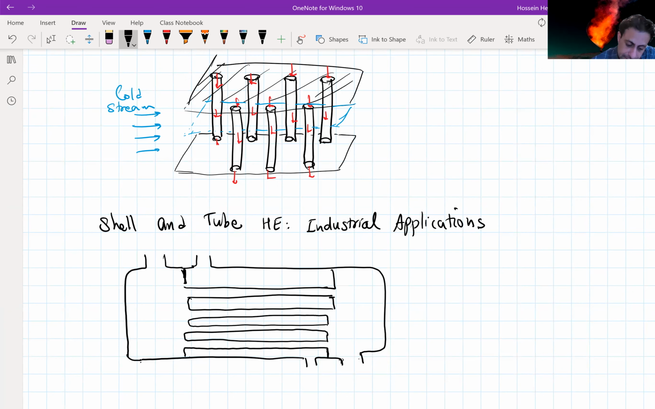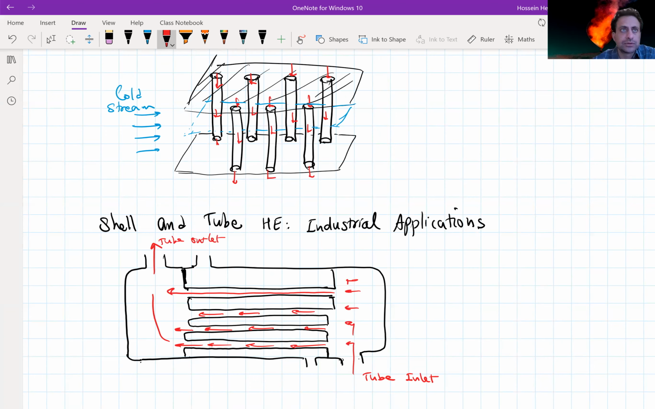Let's say we have the inlet of the hot stream, and it gets in and goes through these tubes. So this is the tube that it is flowing in, and then we have the outlet. So this is the tube inlet and the tube outlet, the stream that goes through the tube.